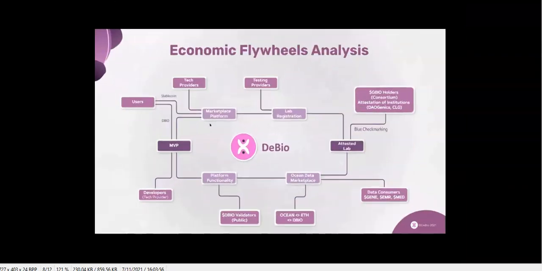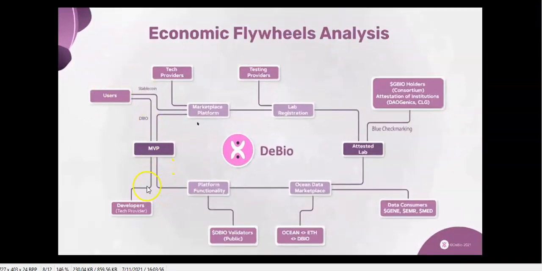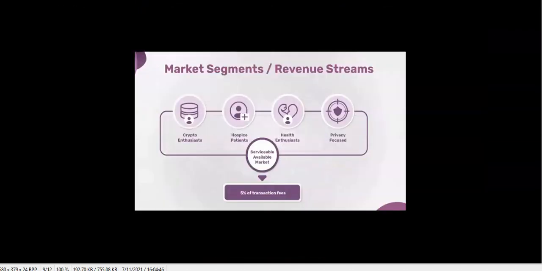And then the economic flywheel analysis. Every single person involved will have users, developers, tech providers, testing providers, validators, of which I've talked a little bit about, and the data consumers. So the users are the ones that own the data. The developers are actually the ones that provide the tech, and the tech providers, probably they are the guys that are involved with producing hardware stuff. Testing providers, it could be labs and the rest of them. We have validators ensuring the integrity of the network. There is the bridge for the marketplace, and then there is all other information.